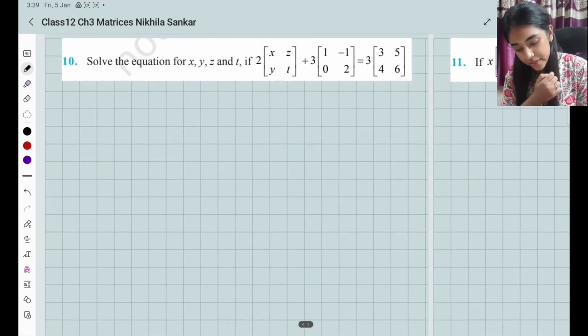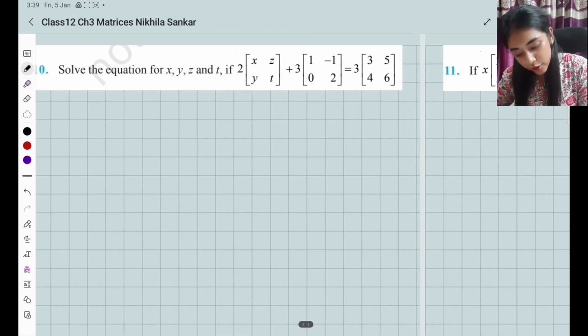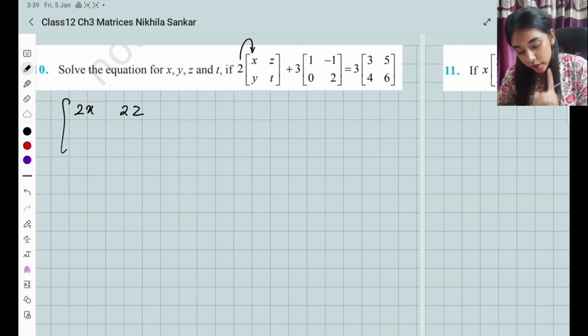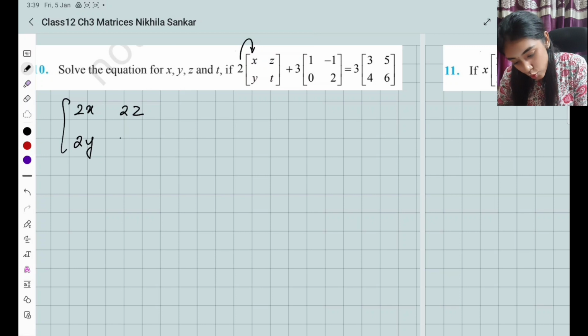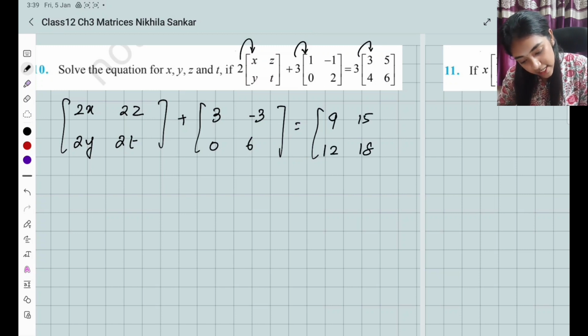Question number 10. Solve the equation for x, y, z, t. We have to find the values. So let me multiply the scalars inside. So I have 2x, 2z. Be careful with the 2z, differentiate it properly. 2y, 2t. This is the first matrix. Second, multiply the 3 inside. So I have 3, minus 3, 0, 6. And the other side, again, multiply the 3 inside. I have 3 threes are 9, 5 threes are 15, 3 fours are 12, 3 sixes are 18.